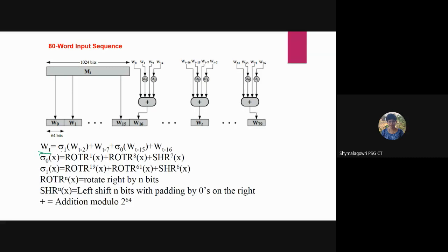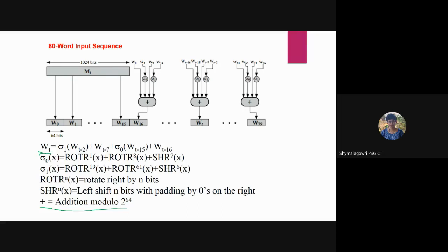It is going to be sigma 1 of the word W_(t-2), plus word W_(t-7), plus sigma 0 of the word at index t-15, plus word W_(t-16). Here the plus denotes addition modulo 2^64. That is the operation used here. What is sigma 0, what is sigma 1, and what are the internal operations involved, we will see.